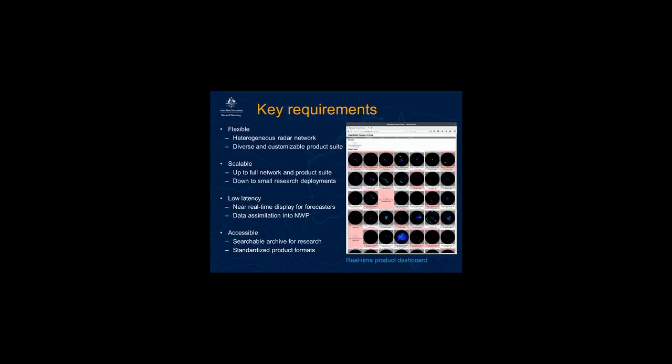And finally, what's very important is that the data need to be accessible so that end users can find the data, they can subscribe to data feeds, that they get the data in standardized products and formats, so that when they receive something, they can start to use it immediately without first learning some arcane or inappropriate format. So these were the main design criteria. It had to be flexible, scalable, it had to be low latency, and it had to be accessible.